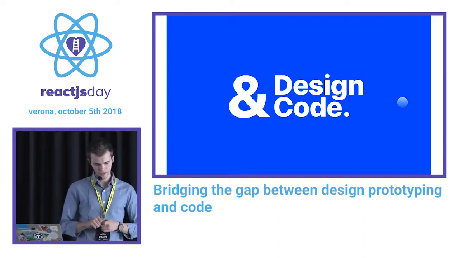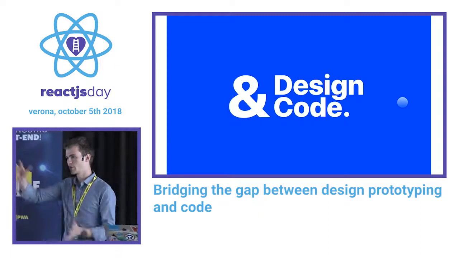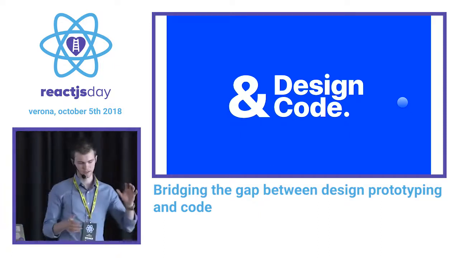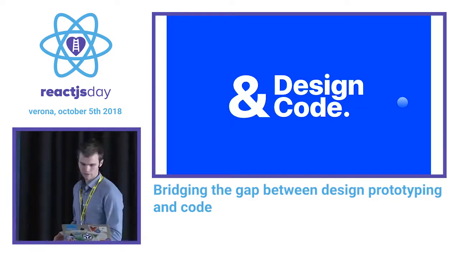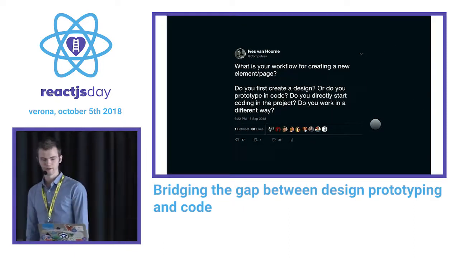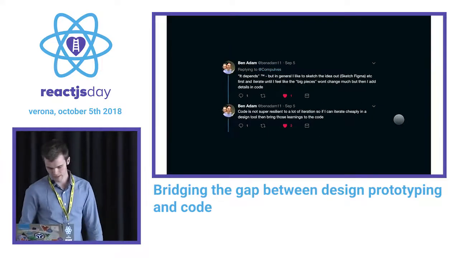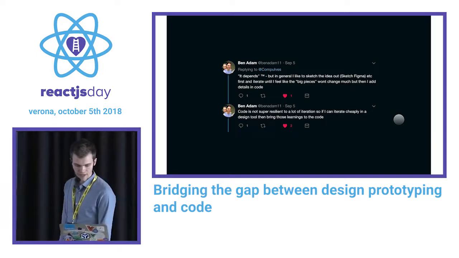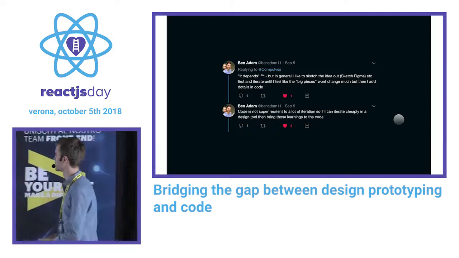Because I noticed from my workflow, when I build an application, I do a first mock-up in a design tool like Sketch or Figma. Then I start implementing the code when I'm happy with the result. And it seems that I'm not the only one doing it this way, because I tweeted about it. What is your workflow for creating a new element or page? And lots of responses were like this: in general, I like to sketch the idea out, in Sketch or Figma, and then iterate until the design is done and start working on the code.